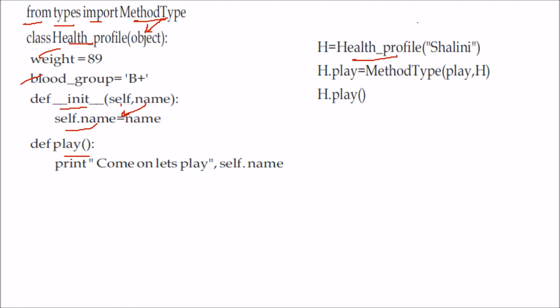Now for health profile we are passing Shalini, and we are calling MethodType with this play comma h. This play function is associated with the object h. Now there is an association. So h dot play will show you come on let's play Shalini.